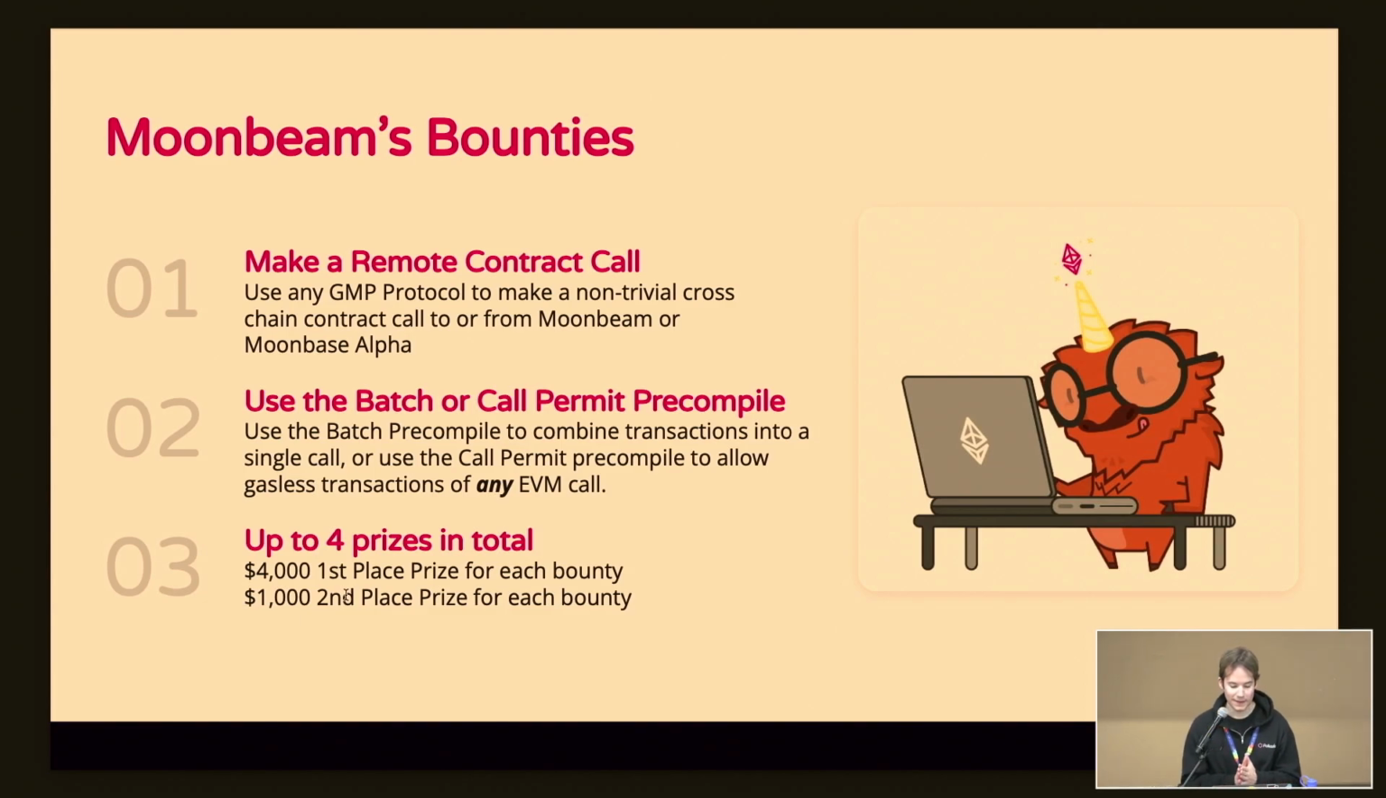Wormhole as well. And we leave it up to you whether you want to make the call to or from Moonbeam or Moonbase Alpha. So meaning you could make a call from Moonbeam to Ethereum or Ethereum to Moonbeam. It's totally up to you. And we encourage you to be ambitious. And it's best to try something that's challenging rather than perfect a simple cross-chain interaction.